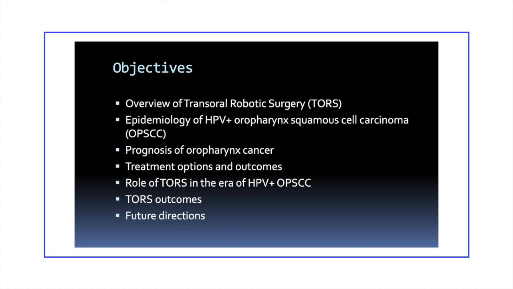Objectives of this talk are to give an overview of transoral robotic surgery. We will also talk about the epidemiology of HPV-related squamous cell carcinoma of the oropharynx. We'll talk about prognosis, treatment options and outcomes, and the role of transoral robotic surgery, also known as TORS, in the era of HPV-positive oropharynx cancer. We'll talk about TORS outcomes and also future directions.